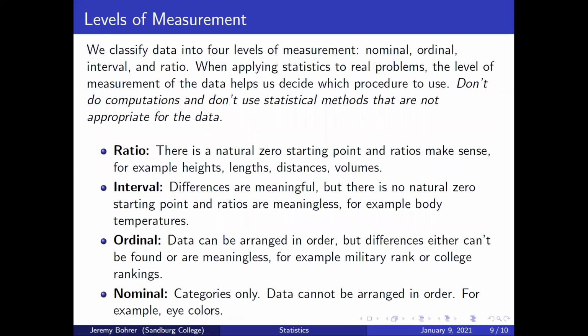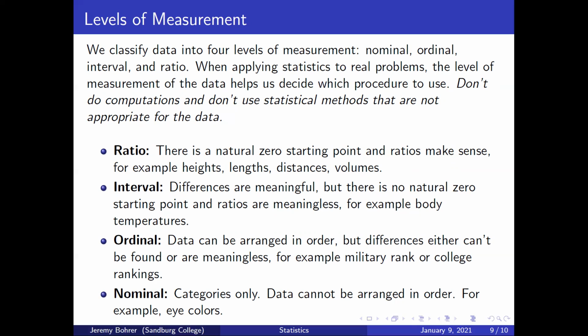We classify data into 4 levels of measurement: nominal, ordinal, interval, and ratio. When applying statistics to real problems, the level of measurement of the data helps us to decide which procedure to use. Don't do computations and don't use statistical methods that are not appropriate for the data.